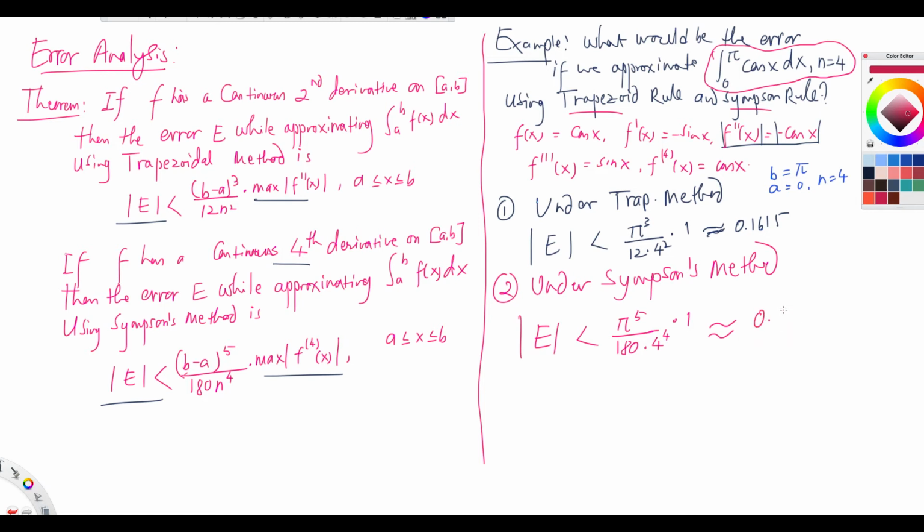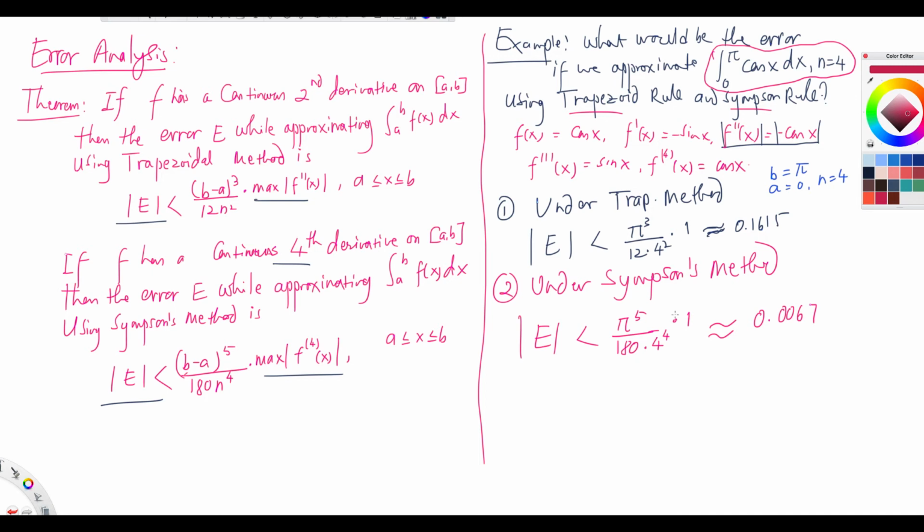0.0067. That's what you get, 0.0067. Okay, so this is approximately that. So which one has the smaller error then? Obviously the Simpson's method has the smaller error, right?